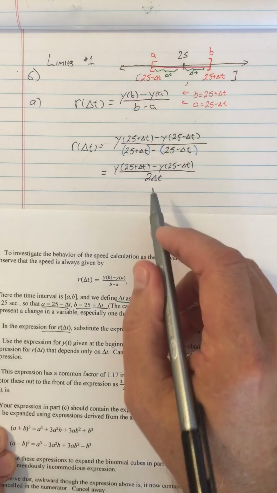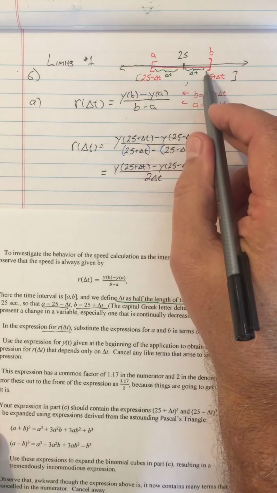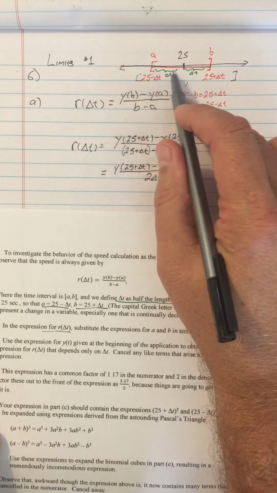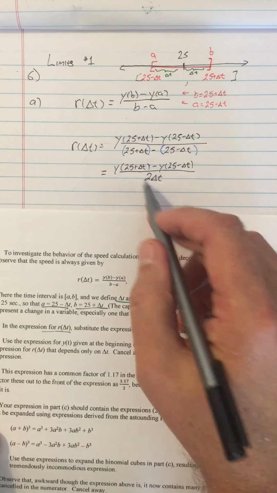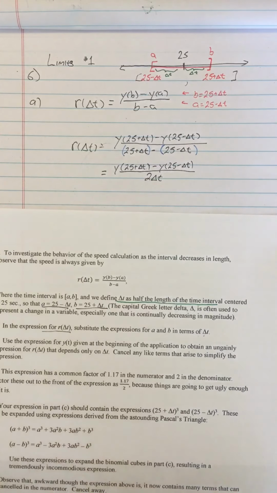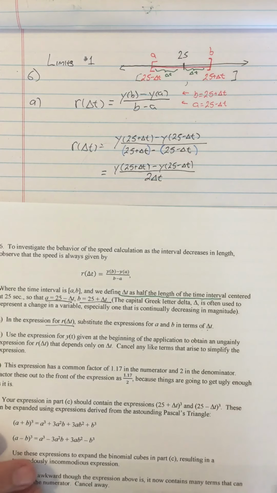Now this makes sense because my time interval, since I called delta t half of the time interval now, means that the time interval is 2 delta t. This time from a to b is 2 delta t. So that changed my denominator, that redefinition of delta t. It actually simplifies things. All right, so now we're going to do this.